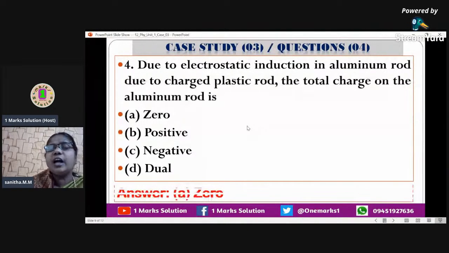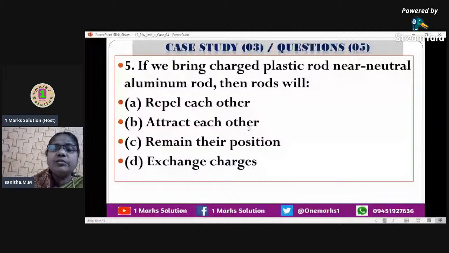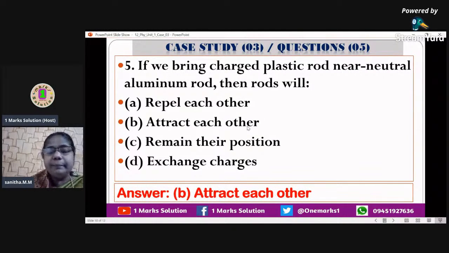If we bring the charged plastic rod near a neutral aluminum rod, then the rods will repel, attract, remain in their position, or exchange charges. You can think about it once again. The plastic rod near the neutral aluminum rod, and we know that when it comes, what is happening? They will attract each other. So the answer will be B, that is attract each other.